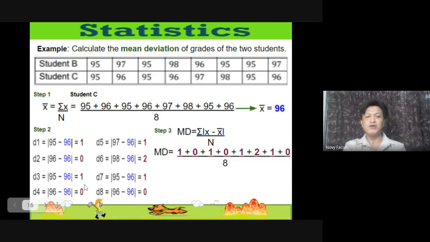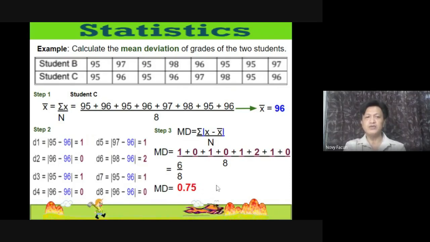1 plus 0 plus 1 plus 0 plus 1 plus 2 plus 1 plus 0 divide by 8 kasi 8 po yung number of observation, yun yung n natin. And therefore, that is equal to 6 divided by 8. Kapag dinivide natin yan, yung mean deviation ngayon ng student C, that is 0.75. So with that, we can now compare.